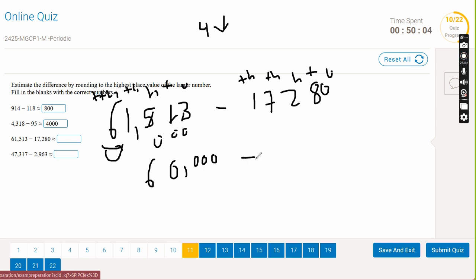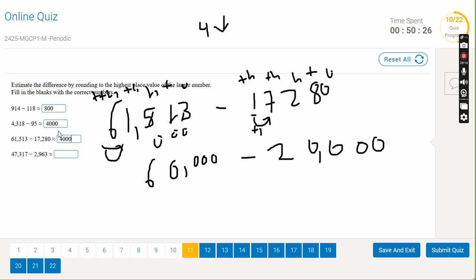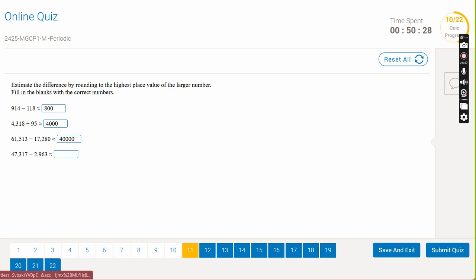So 60,000 minus 17,000, because remember there are 10,000s here as well. Thousands and then 10,000s. So 1, look at this. This will be rounding up, so we'll be adding plus 1 here. So it's 2, and then all of them will become 0. So 60,000 minus 20,000, what will that give us? 40,000.